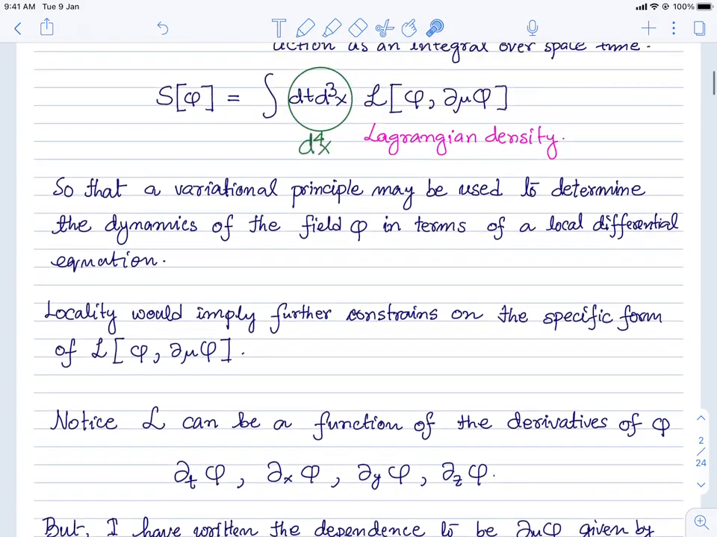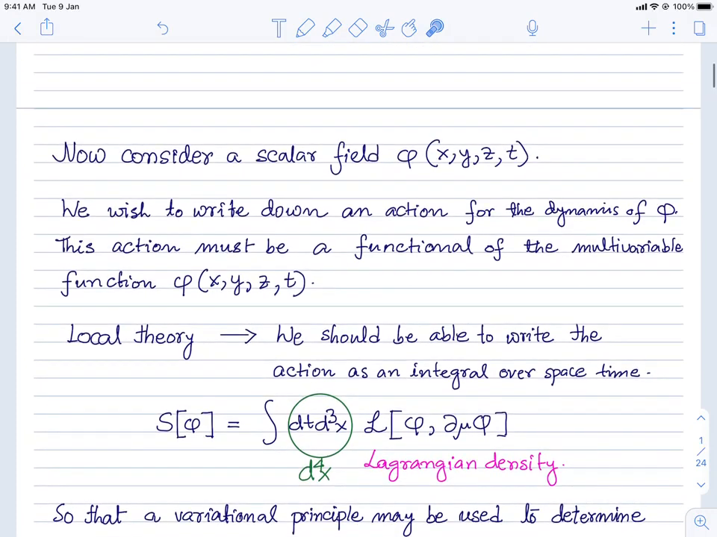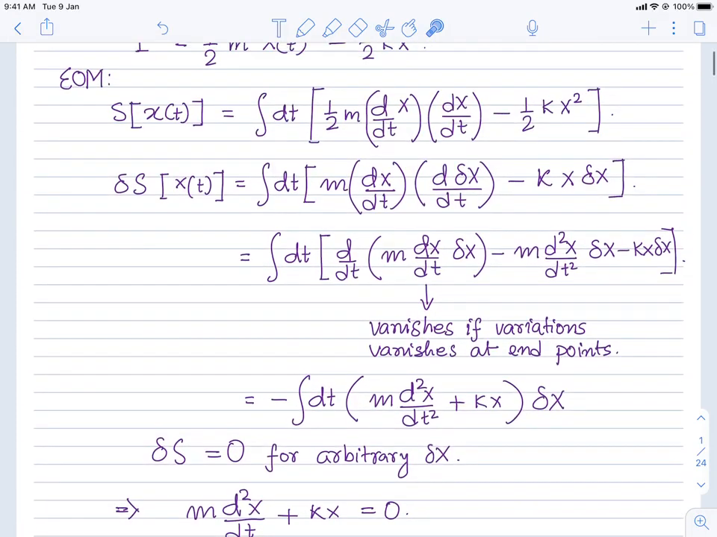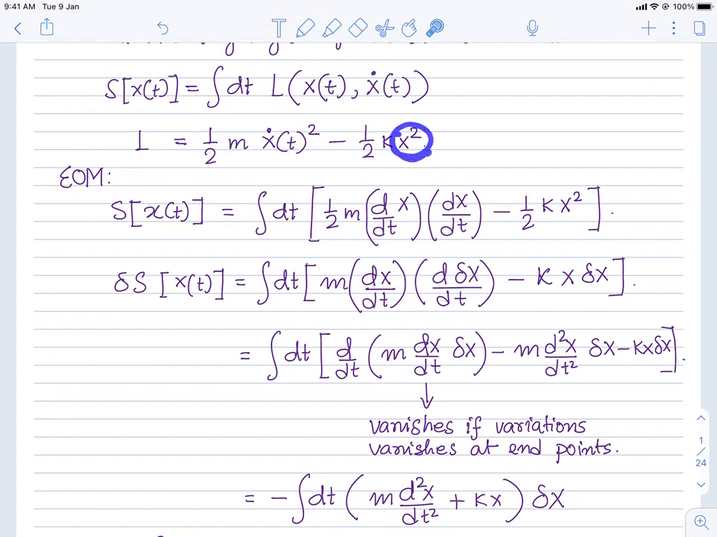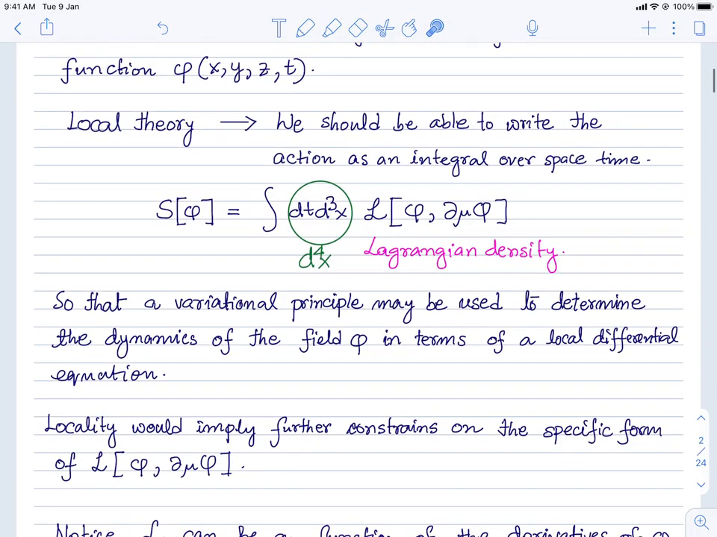Now, as you can see here, what I have written is this Lagrangian can be a function of the scalar field phi as well as its derivatives, right? So as we have seen for the harmonic oscillator, the Lagrangian is a function of the degree of freedom, which is x, and its derivatives. In that case, it's a function of one variable, time, so it depends on the time derivatives. Okay, so in general, the Lagrangian density can depend on the derivatives of the scalar field. It can be a time derivative as well as a space derivative.